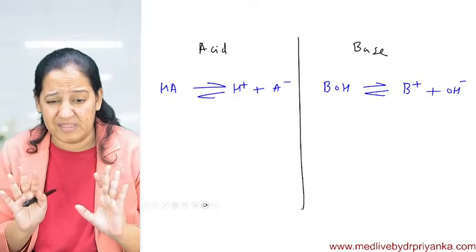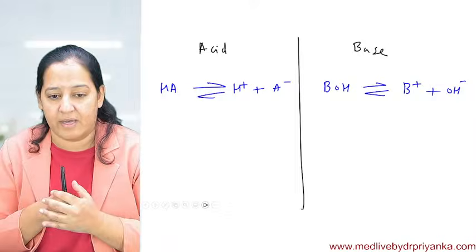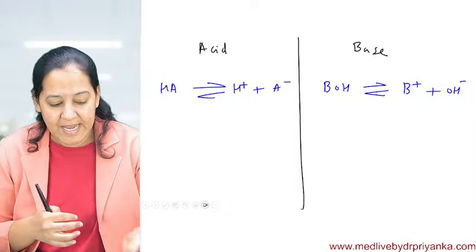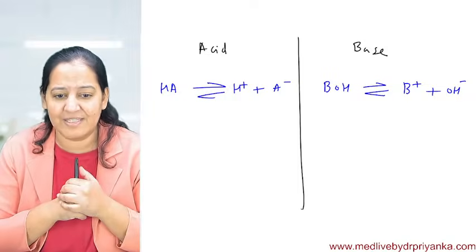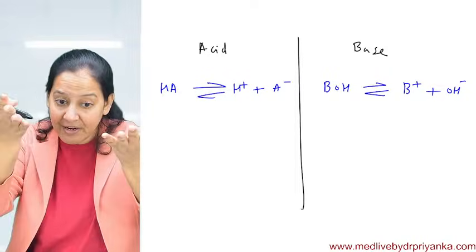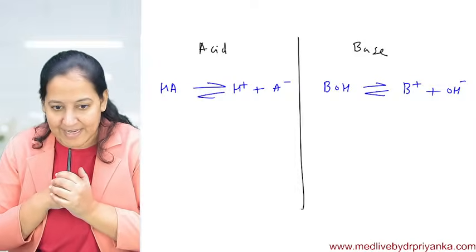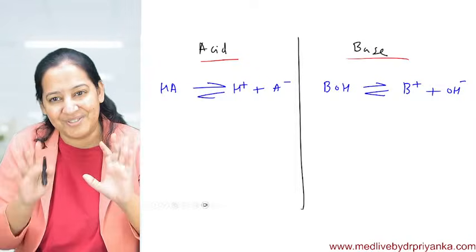Someone should ask, ma'am, is it a pharmacology class or a chemistry class? I thought it's a pharmacology class, but you are teaching us chemistry. No, it's not chemistry. It's your pharmacology only. These are drugs. Drugs are acidic and basic in nature. Some drugs are acidic, some drugs are basic. So this is their formula.